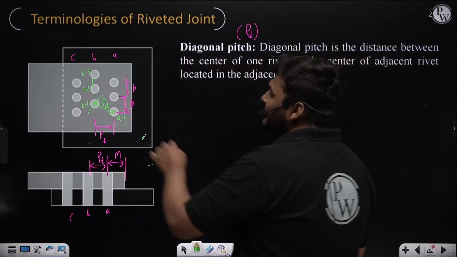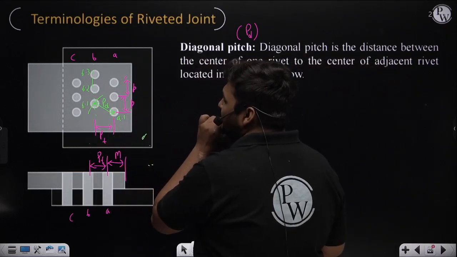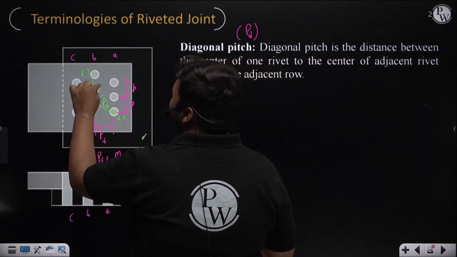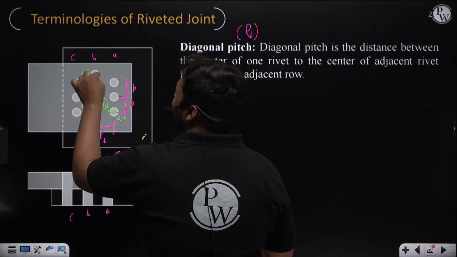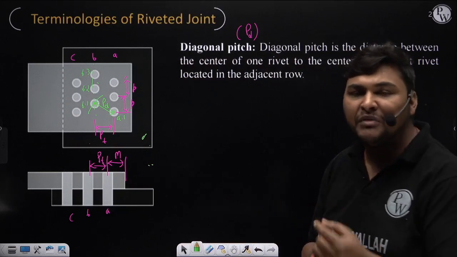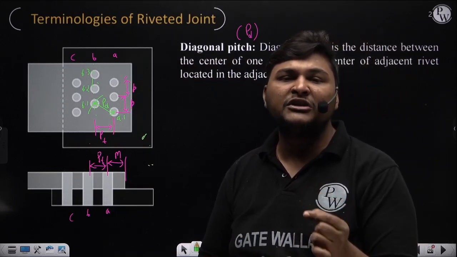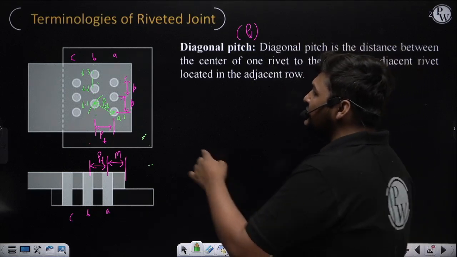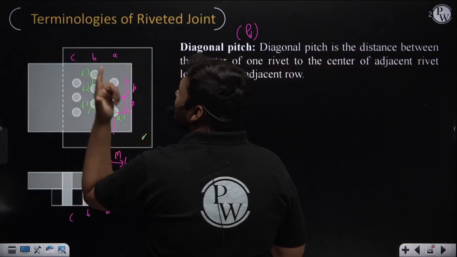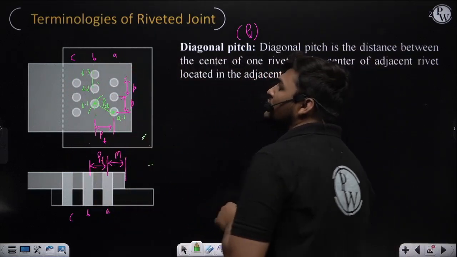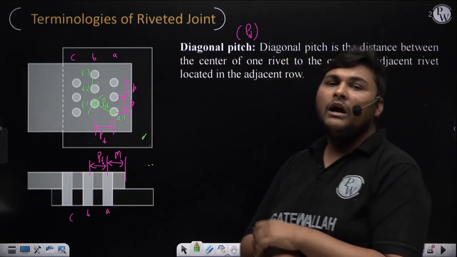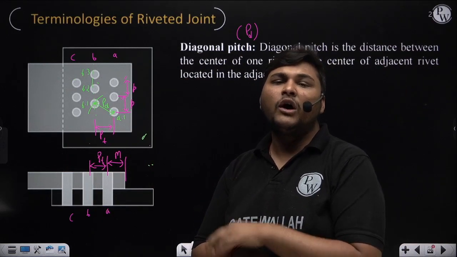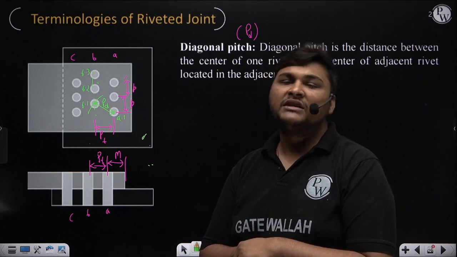After finding the location of the first rivet of row B, that is B1, again after P distance we will place the next rivet, and after P distance the next rivet, because the pitch is P, which is the central distance between two consecutive rivets in the same row. Okay, so this is row B. Now in row C the arrangement will be the same as row A. So this diagonal pitch is an important dimension, an important terminology for the zigzag pattern.